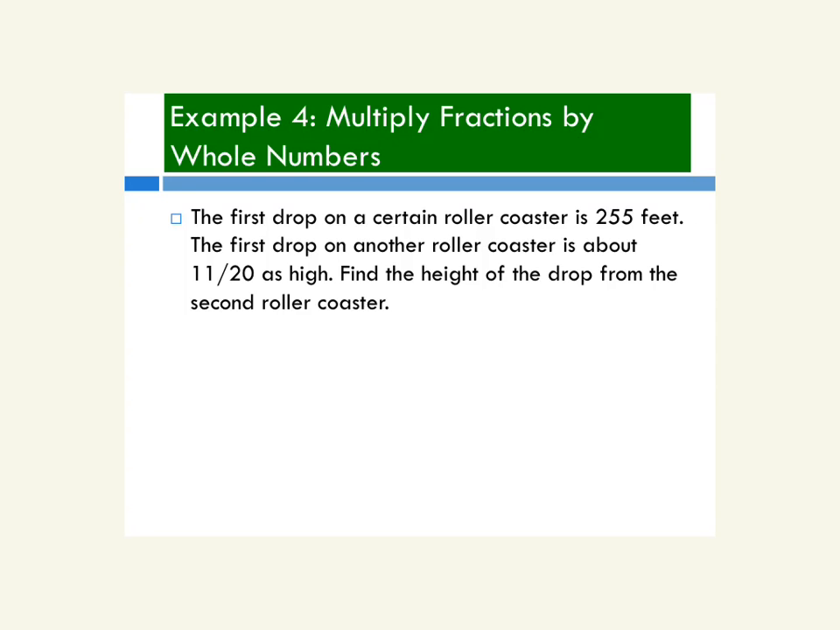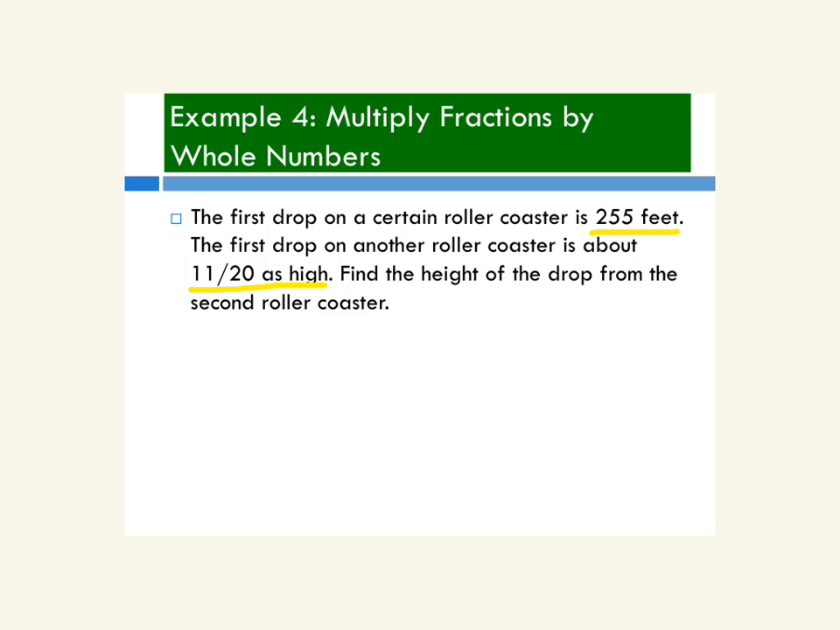In example 4, I multiply fractions by whole numbers. So let's read out the problem. The first drop on a certain roller coaster is 255 feet. The first drop on another roller coaster is about 11/20ths as high. Find the height of the drop from the second roller coaster. So the 2 things I underlined that caught my attention was the 255 feet from the first one, and the second one being 11/20ths as high.